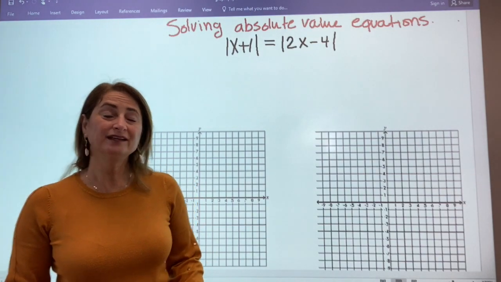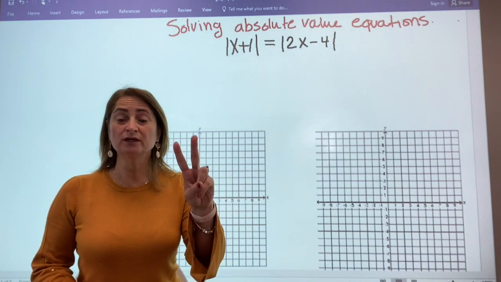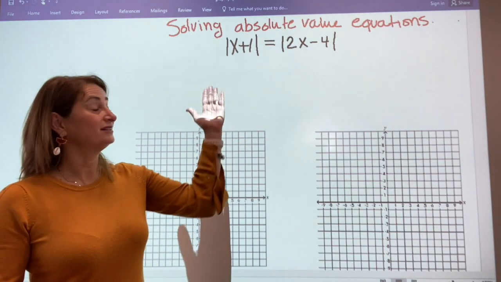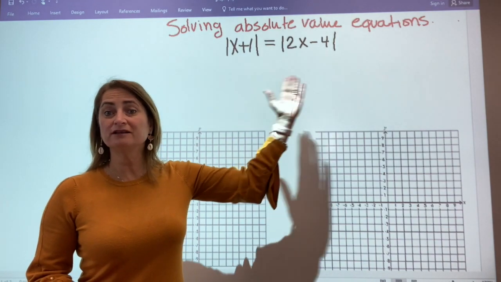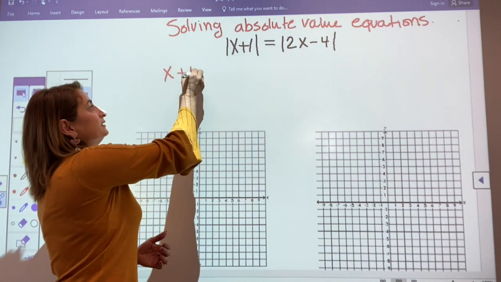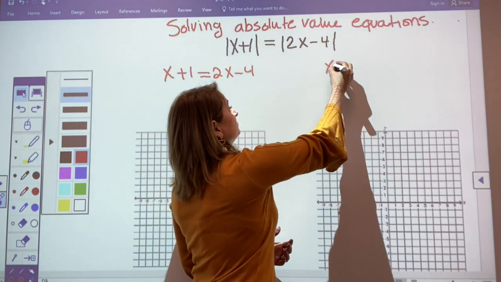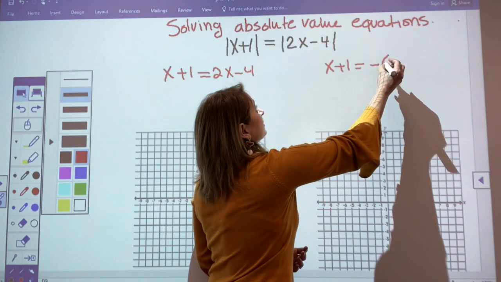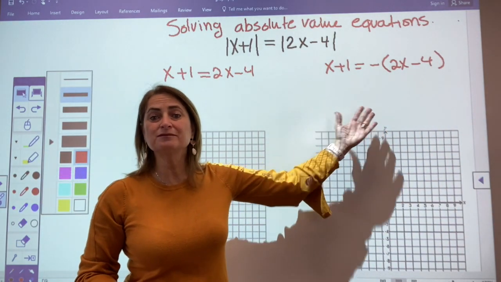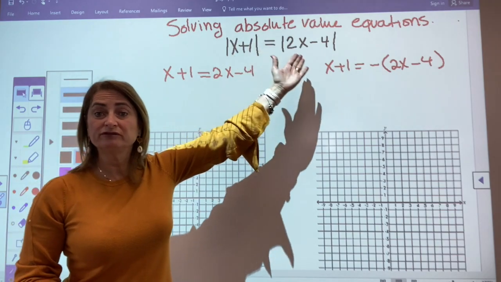Now, what about solving absolute value equations? I wanted to remind you that absolute value has two answers all the time, one positive, one negative. So the first step is to write the two systems, one positive, one negative. Let me show you how. The first one is x plus 1 equals 2x minus 4. And the second one is x plus 1 equals the negative of 2x minus 4. So those are the two separate systems that we need to graph to find the solution, or the values of x that make the absolute value true.